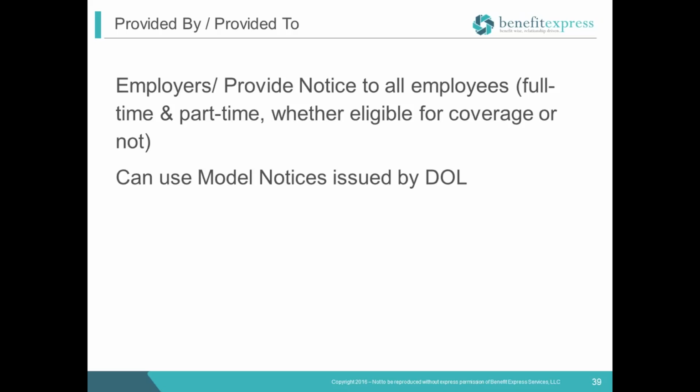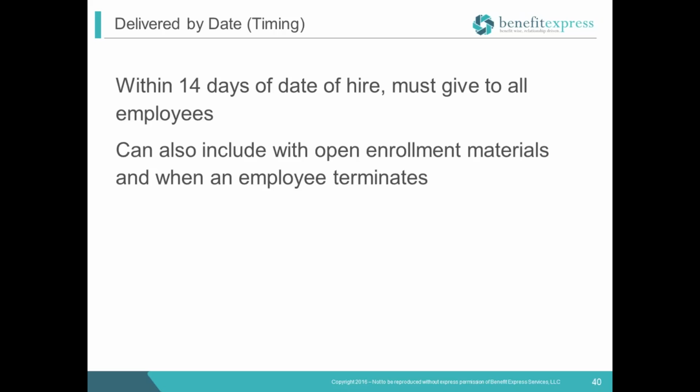But again, it tells the employees whether they're eligible for the plan, and whether their plan is minimum essential coverage providing minimum value. So it notifies them whether they can go on the exchange to get a credit and subsidy. So it has to be given out within 14 days from the date of hire. You must give it to all employees. You can include it in open enrollment materials, and when the employee terminates too, to tell them what coverage they had.